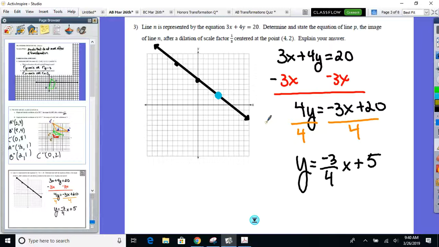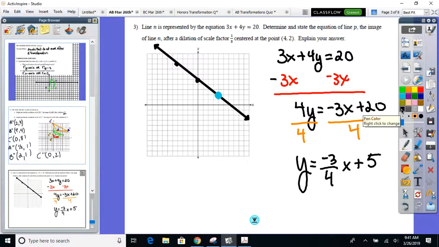What am I trying to show you here? No matter what point you pick, you get closer to 4, 2, which is already on the line. Where's it going to land? On the line. So what's the equation of my image then? You're right. Same line. Because this point, the center, was on the line, all points are going to get closer. Are we ever going to get a point off the line? No.